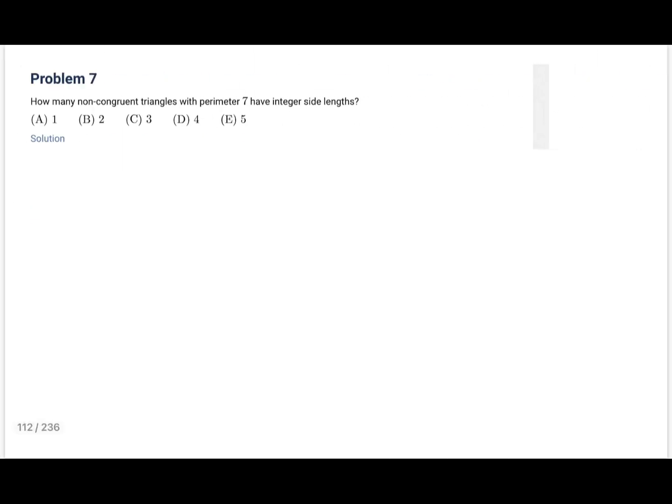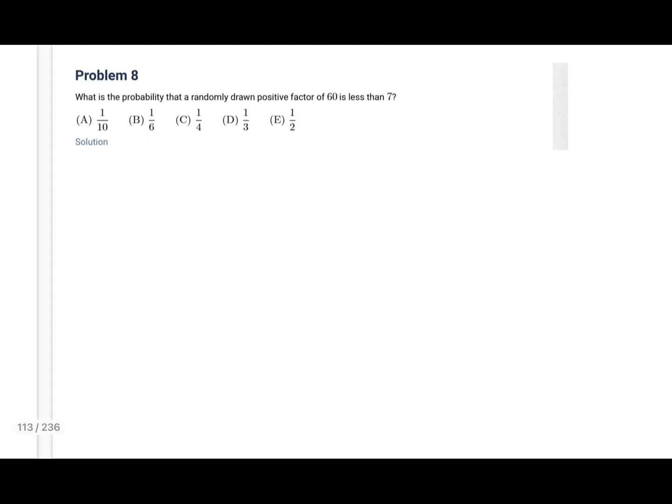Problem number 7. How many non-congruent triangles with perimeter 7 have integer side lengths? Okay, so for something to have a perimeter of 7, it can only have sides 2, 2, 3, or 3, 3, 1. So there are only these two ways, and they're not congruent, so the answer is B.